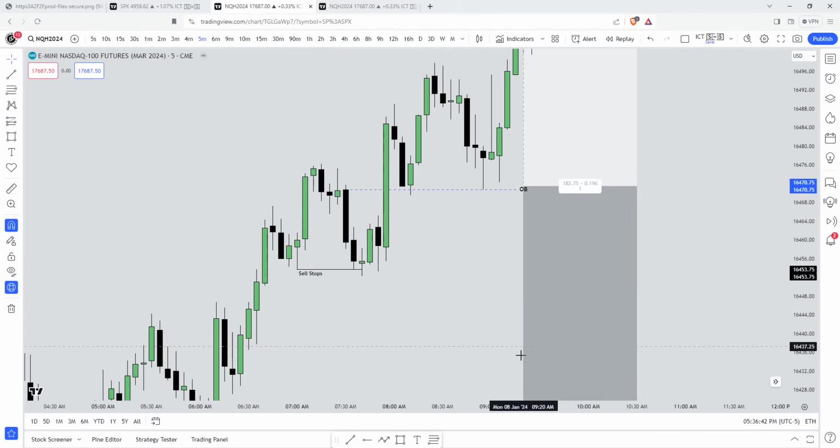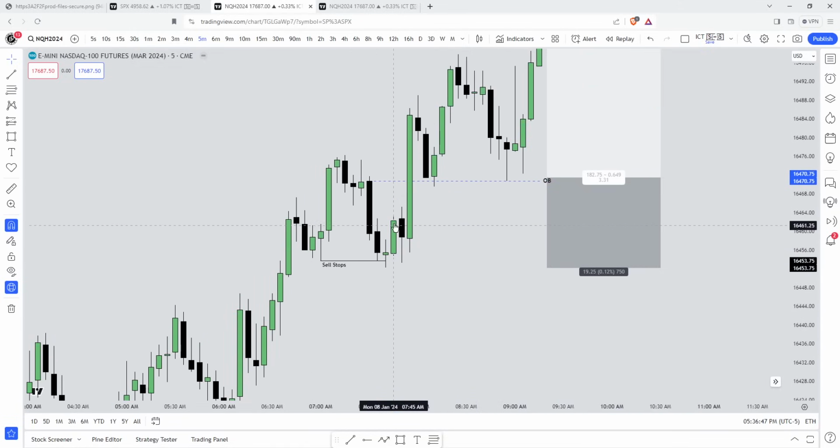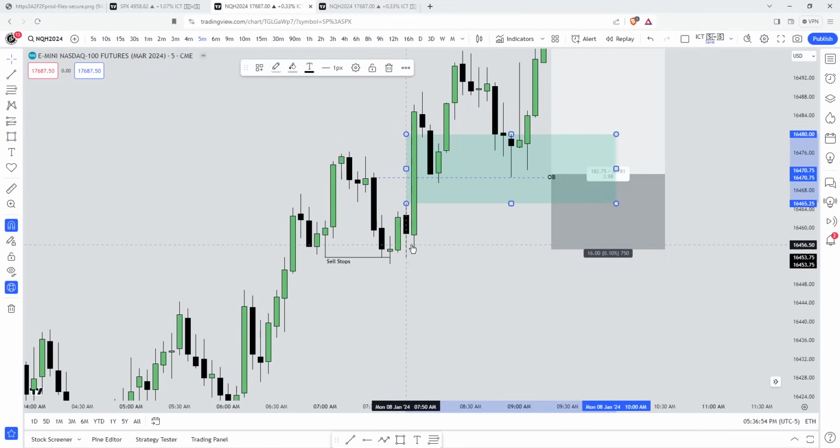The stop loss should be placed beneath this previous low that ran liquidity, or beneath the order block. That's the safest stop. You could trail it up beneath the fair value gap low. So this is the bullish fair value gap right here. You could trail it up to here. It's not likely to run that level.